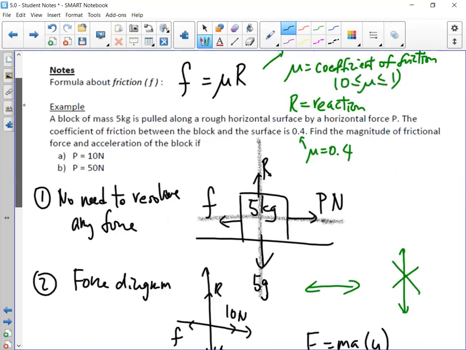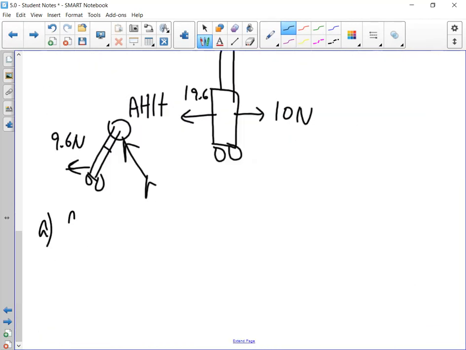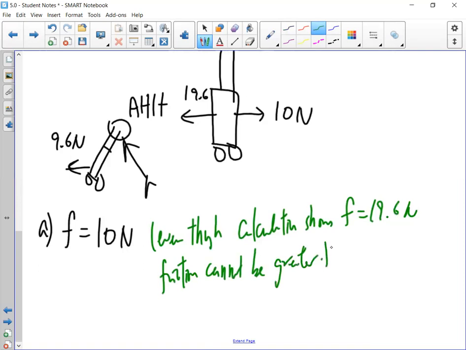So what am I trying to say in here? Question A. The magnitude of frictional force, part A, the friction in here will be 10 Newton. I'll give you an explanation, okay? Even though the calculation shows F equals 19.6 Newton, friction cannot be greater than the pulling force. Friction can only be as great as the pulling force, but cannot be greater than it. So pulling force is 10 Newton, therefore friction is 10 Newton.